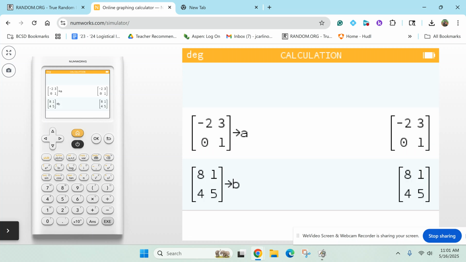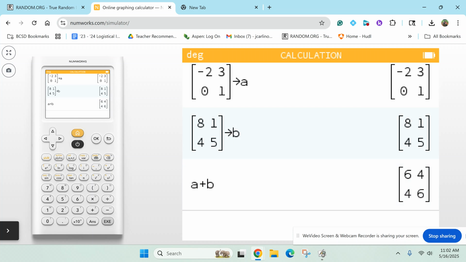Ready? What did it want us to do in part A? A plus B. You don't need to type the matrices in and add them. You just go alpha A plus alpha B. There's my matrix answer.